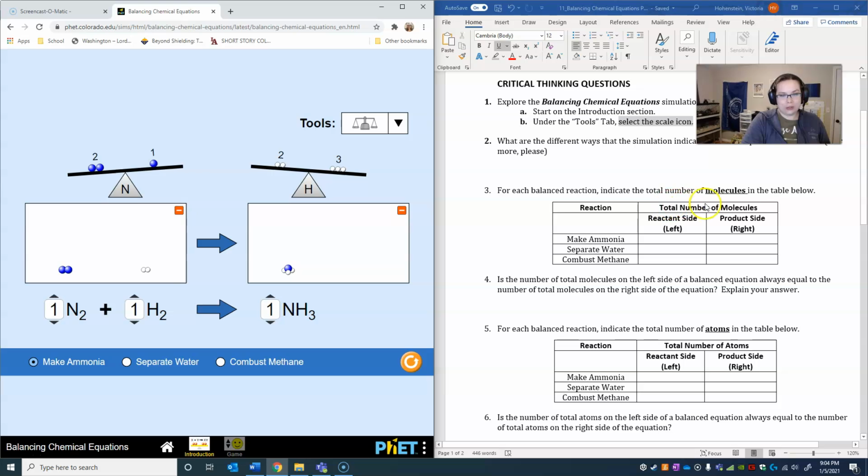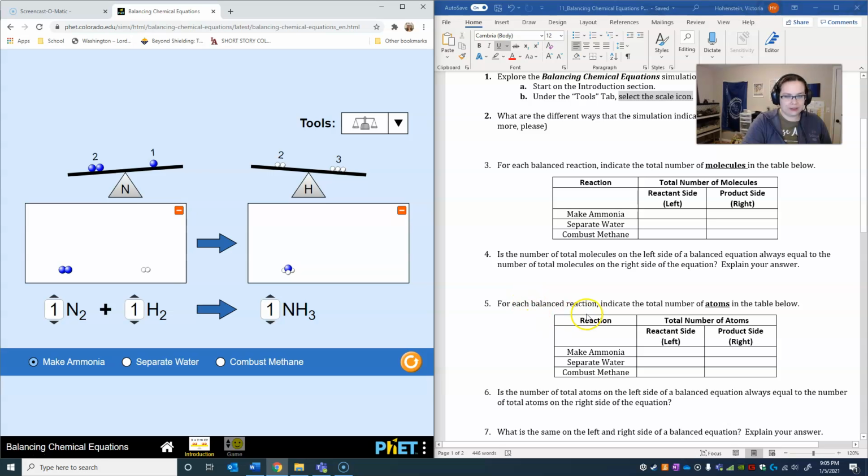The first is the total number of molecules. Molecules are particles. They can be made of multiple atoms, which are represented as circles here. So for this equation, which isn't balanced yet, you have 2 molecules on the left and 1 on the right.